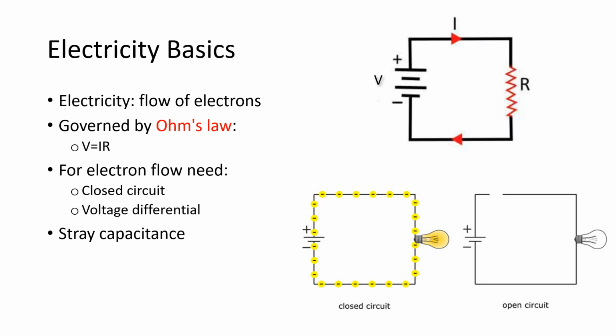It's called stray capacitance. Capacitance is stored charge, and stray capacitance is unintended stored charge within a piece of electrical equipment, such as within a plugged-in power cord, even if the equipment is turned off. And again, we'll revisit that concept later on.